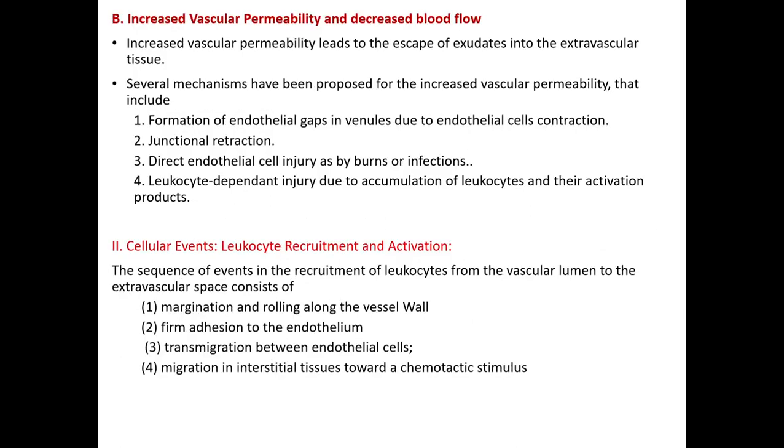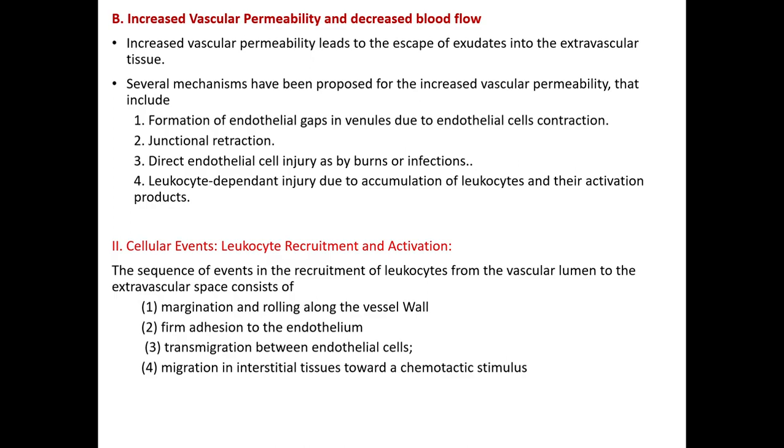Increased vascular permeability and decreased blood flow. Increased vascular permeability leads to escape of exudate into the extravascular tissue. Several mechanisms have been proposed for increased vascular permeability, including formation of endothelial gaps in between the endothelial cells. This occurs in the venule due to endothelial cell contraction, junctional retraction, direct endothelial cell injury as by burn or infections, and leukocyte-dependent injury due to accumulation of leukocytes and their activation products. So all these mechanisms are involved in the increased vascular permeability.